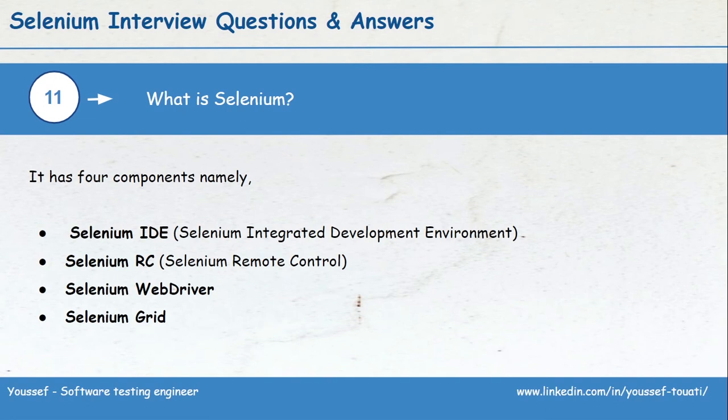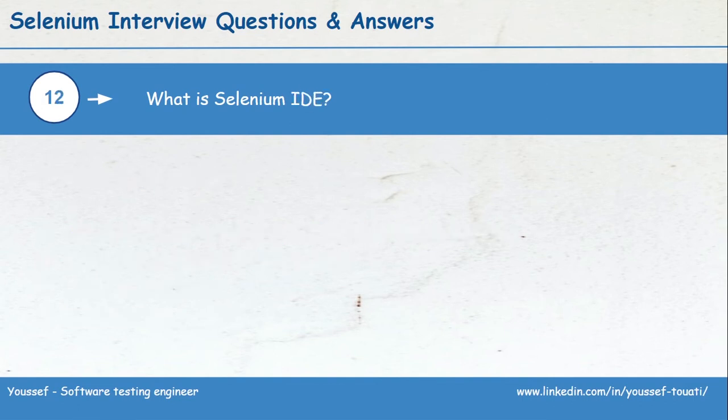Selenium has four components, namely Selenium IDE (Integrated Development Environment), Selenium RC (Remote Control), Selenium WebDriver, and Selenium Grid. We should memorize these four components. Let's move now to the first one, Selenium IDE.